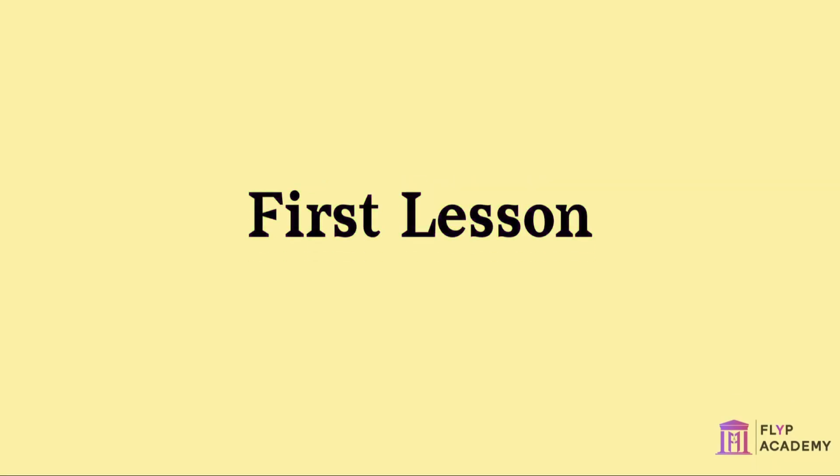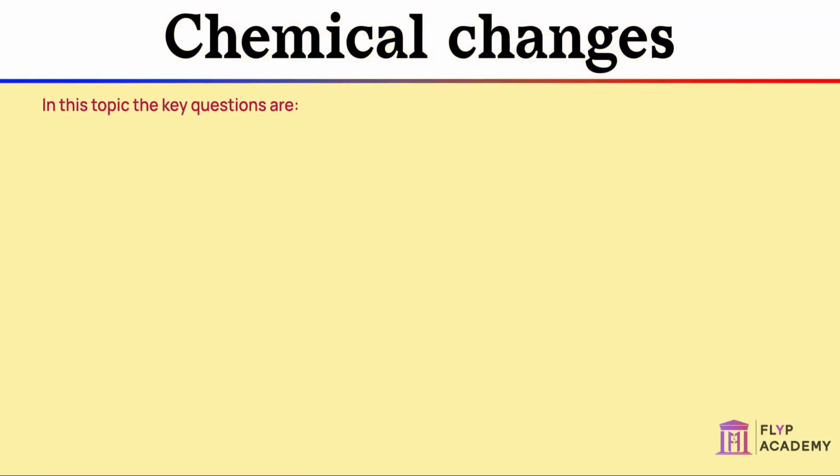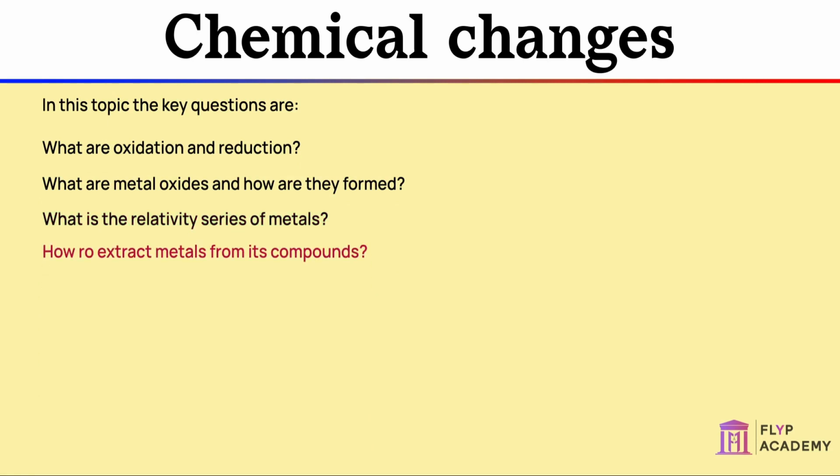Welcome to the first lesson of the chemical changes topic. In this topic, the key questions are: 1. What are oxidation and reduction? 2. What are metal oxides and how are they formed? 3. What is the reactivity series of metals? 4. How to extract metals from its compounds.